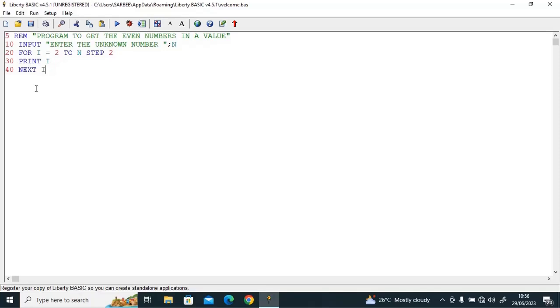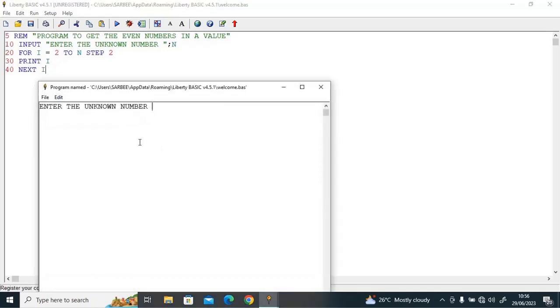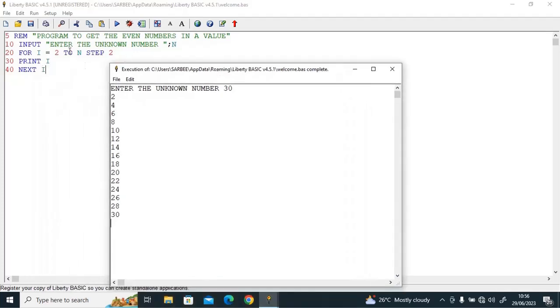Let me show you now. Unknown number. Let me put 30. Let's look at all the even numbers. You can see 2, 4, 6, 8, 10, 12. So what this program does is that it will start from 2, then it will next it by 2. So it will move to 4. When it prints, it will print 2. After it prints 2, it will now come back here to the next number. The next number is what? Is 4. It will next to 4. It will print 4. Move to the next one, 6.